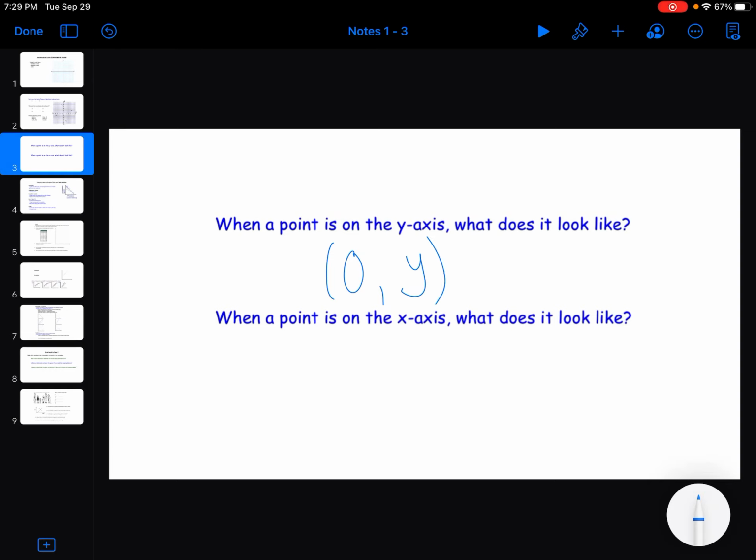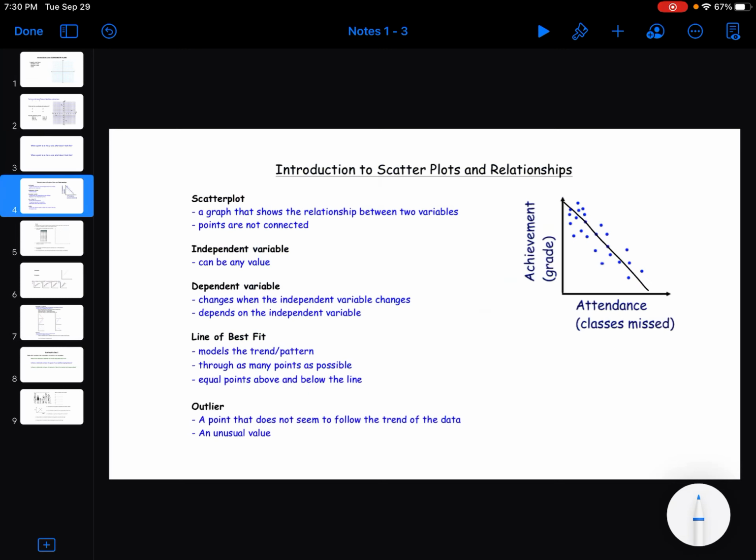Okay, this is our y-intercept. This is known as a y-intercept. It's intercepting the y. Okay, same thing here. We have x and then 0. If it's on the x-axis, it moves left or right, but it doesn't go up or down at all. That's our x-intercept. Okay. All right, so moving on.